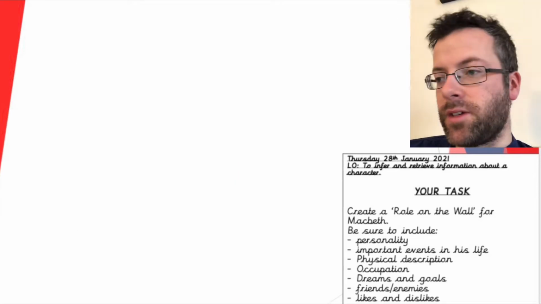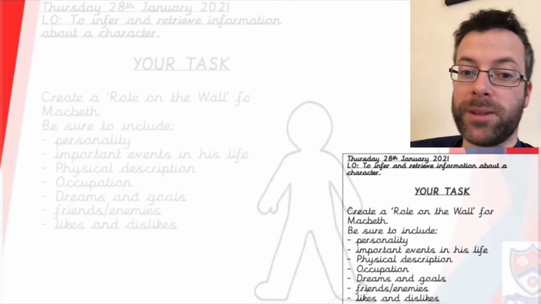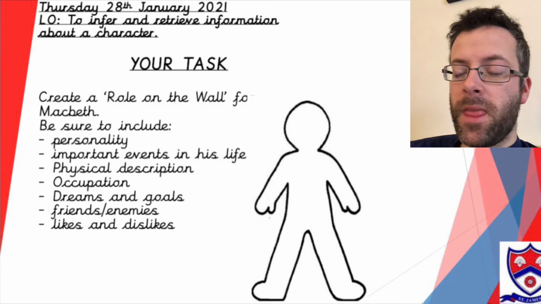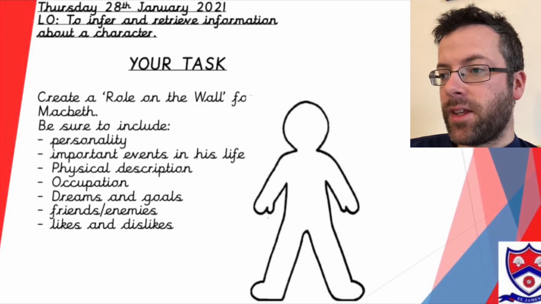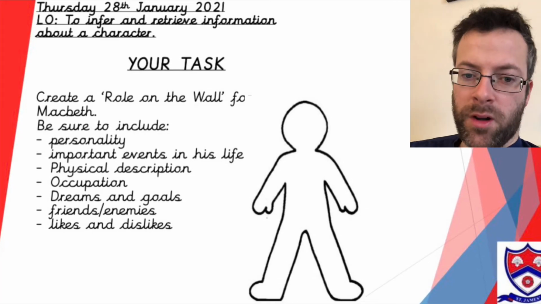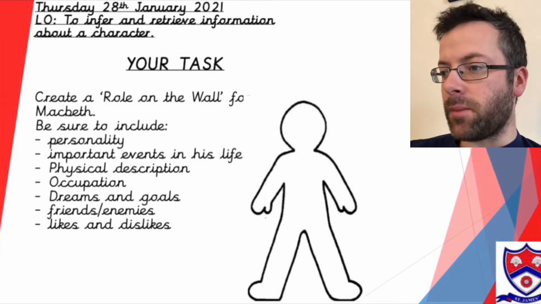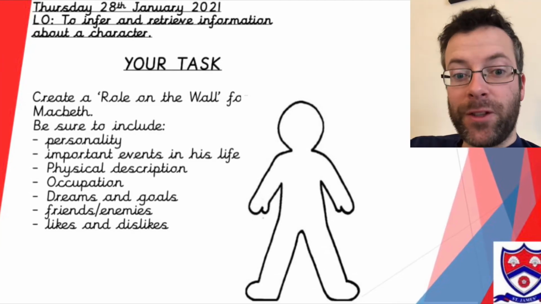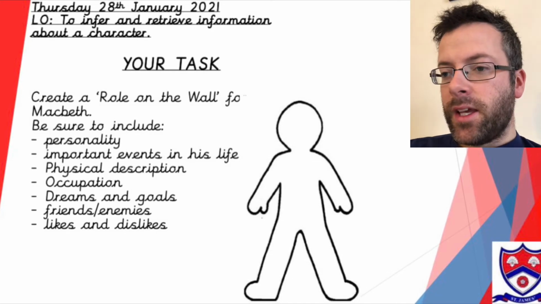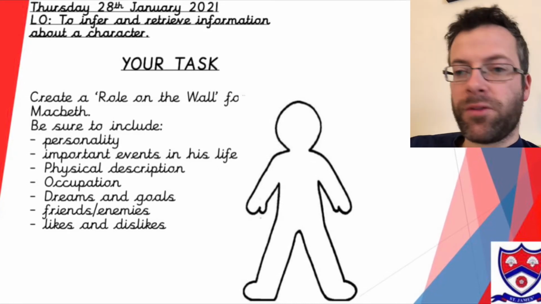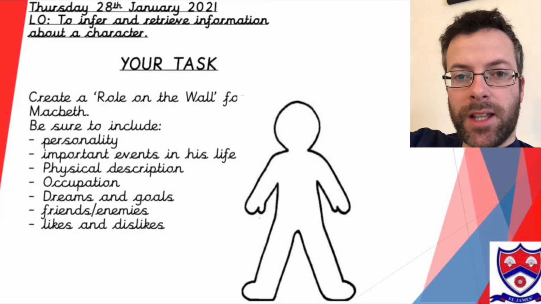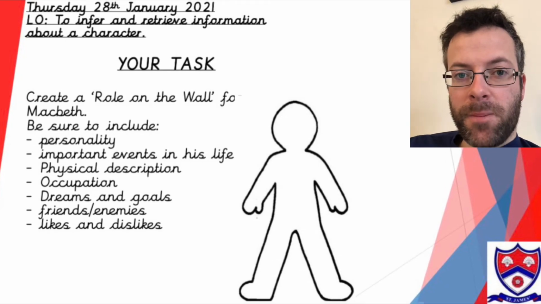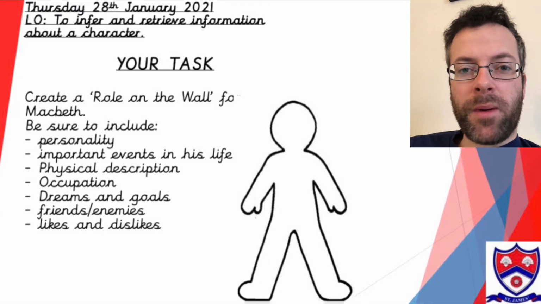And we're going to stop there reading the text. We will carry on that probably tomorrow, maybe a little bit more next week. So, your task then is to do the roll on the wall. You're going to do it for Macbeth, thinking about his personality, important events that have happened to him, his physical description, what he looks like, his occupation, his dreams and goals, his friends, his enemies, and his likes and dislikes. I'm going to do that for Lady Macbeth, and then you can use some of my ideas for that.